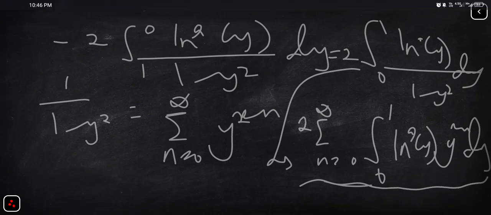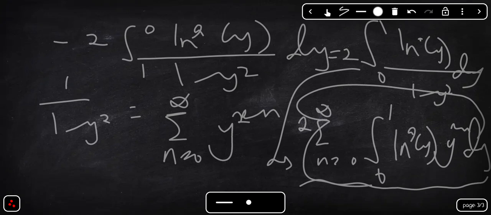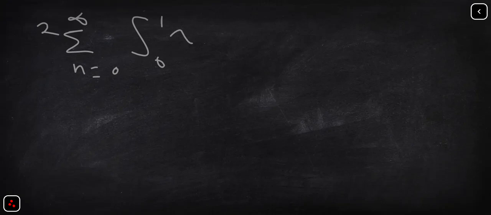We have to solve this. So are we going to solve that? Let me quickly delete this so I can have more space. Thank you. Then to solve this problem, this is what we are left with, which is 2 multiplied by the sum of n from 0 to infinity, the integral from 0 to 1 of y raised to the power of 2n multiplied by the natural log of y raised to the power of a dy.